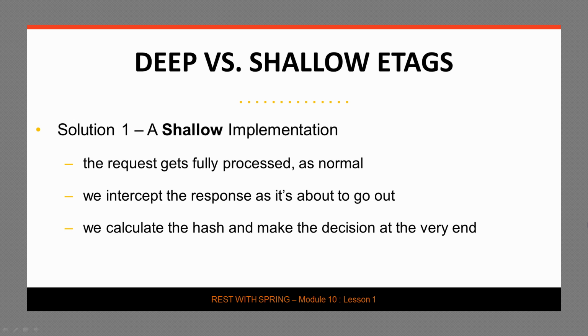Now, the shallow implementation is very simple to understand. Basically, the API will process the ETag request just as a normal request, and at the very end of the request-response cycle, right before the server marshals the response and sends that over to the client, at that point, a hash will be calculated out of that response, and the ETag value will be set. So the reason this is called a shallow implementation is that most of the work that the API has to do is going to be done anyway.